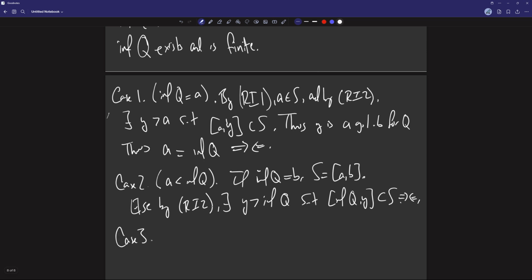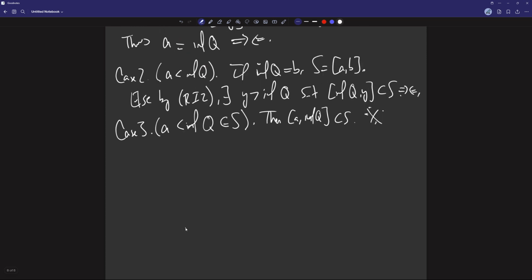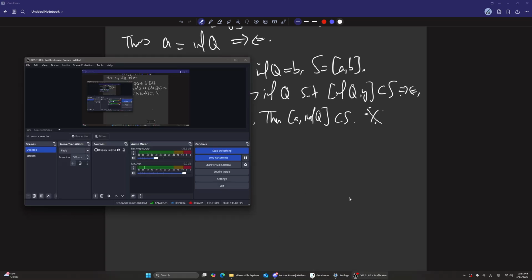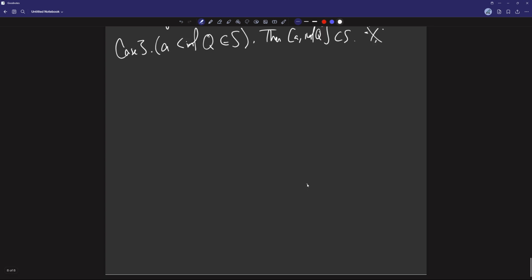And lastly, our case 3 is going to have that A is less than the infimum of Q, which is going to be an element in S, which is going to be problematic of its own. And this immediately implies that [A, inf Q] is a subset of S, which is a problem. Perfect.